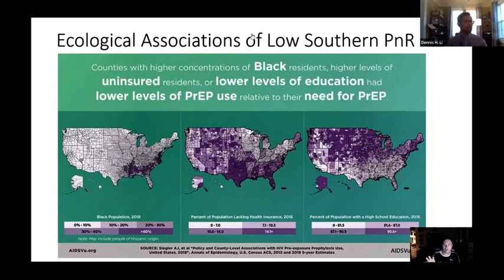On the far right is the percent of the population with a high school education. So here, more darkly shaded areas have more educated populations. You can see the South really stands out as having a preponderance of counties where less than 81.5% of the population have a high school education.